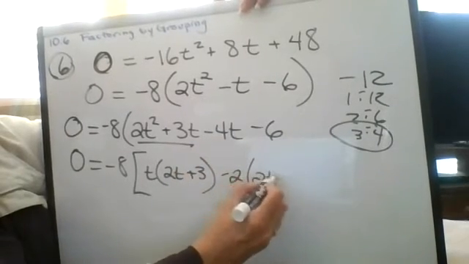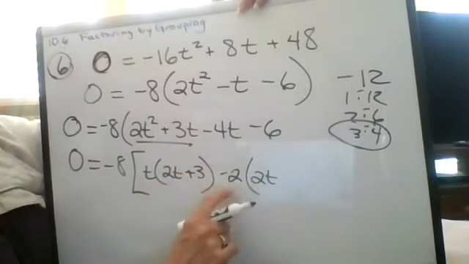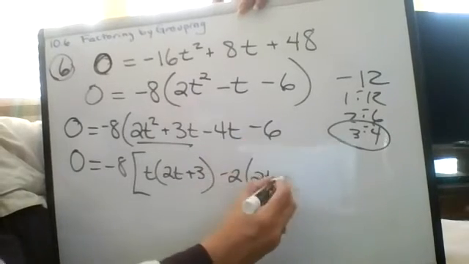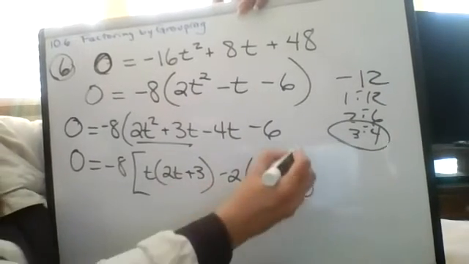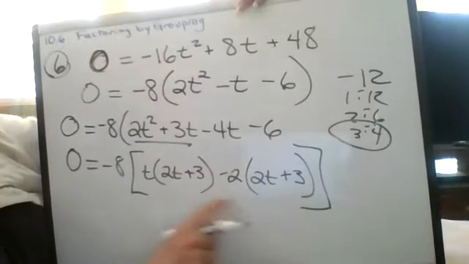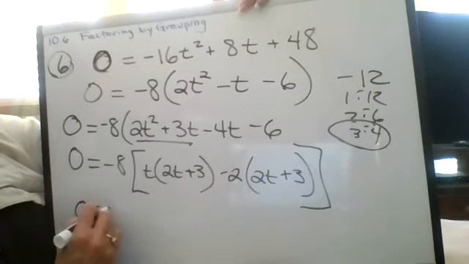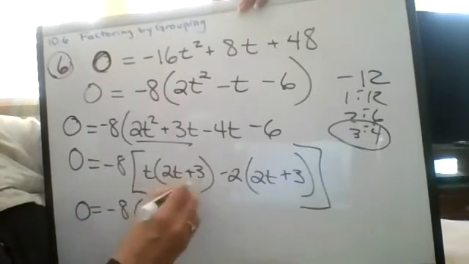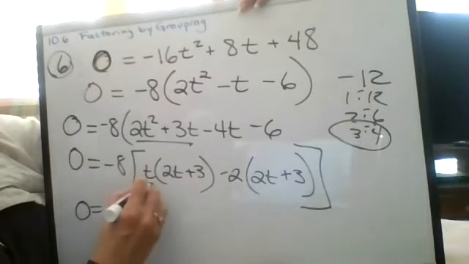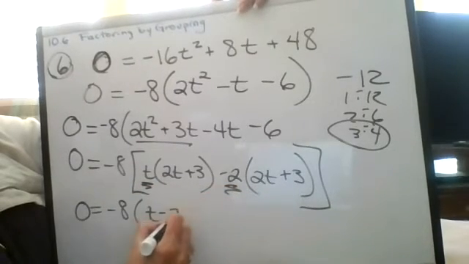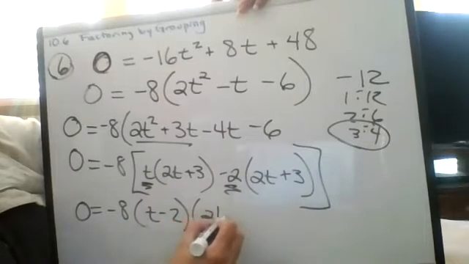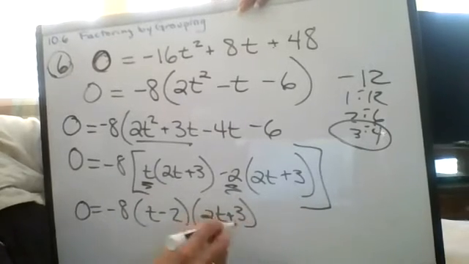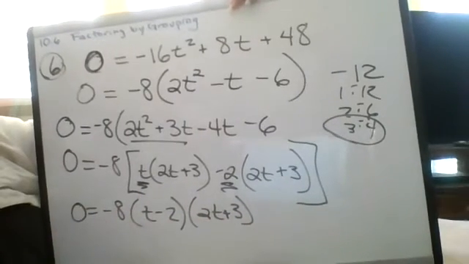Just 2t. Oh, that's a match. Nice. And then -2 times what gets me this? +3. Negative times positive is negative. That works. I've got my match, close my bracket, and now I can rewrite it as -8, and then I'll rewrite it as t minus the 2 times my matching binomial. And there it is. All of this together equals this.